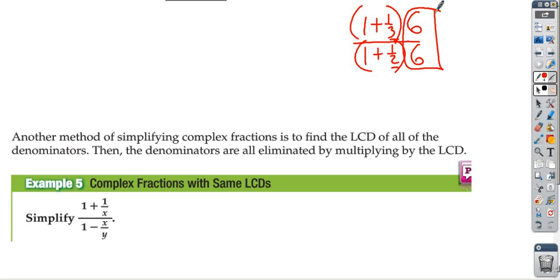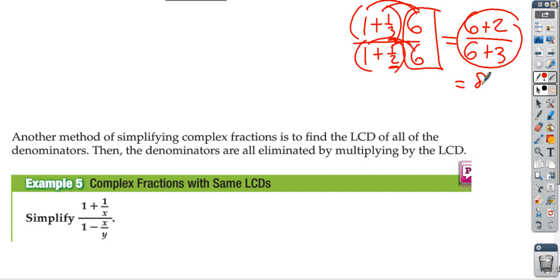So basically we just looked at these fractions. We said, what's the common denominator? This is going to make this easy because now when we distribute the 6, the top was 6 times 1 is 6, and 6 times 1/3 is 2. The bottom, 6 times 1 is 6, 6 times 1/2 is 3. Now that's easy to simplify. That's going to be 8 over 9.